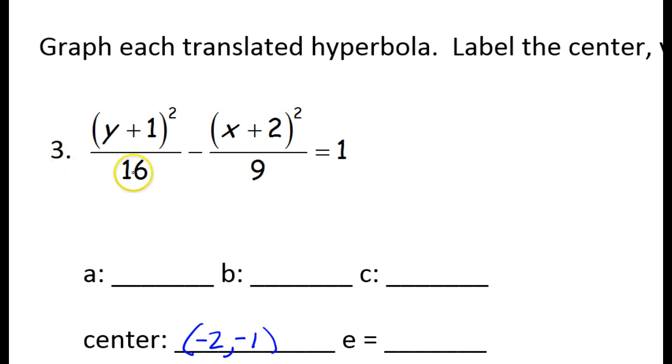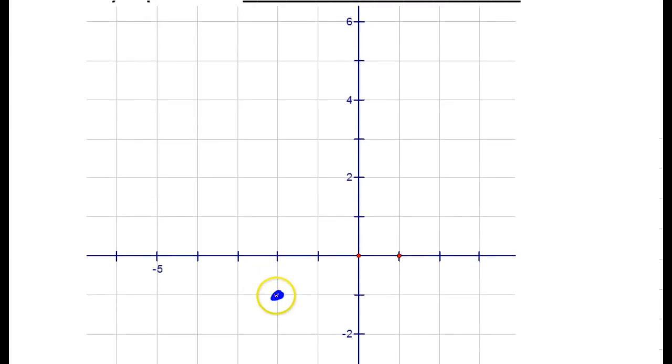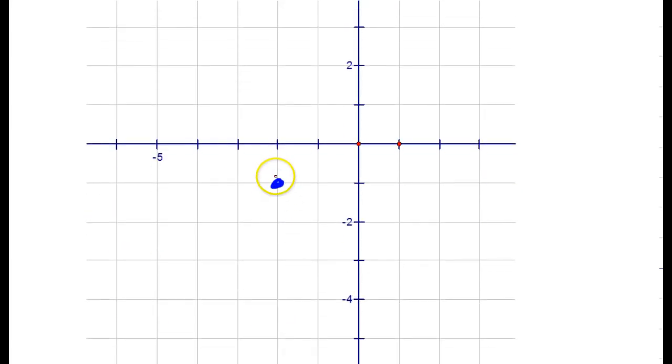Well, the first denominator, the denominator of the positive term, is always a squared for hyperbolas, which means that a is 4. Notice that the 16 is the denominator of the y term. So I will do my plus and minus 4 in the y direction. So starting from the center, I will go plus and minus 4. So up 2, 4, and then down 2, 4. These are my vertices, ladies and gentlemen.